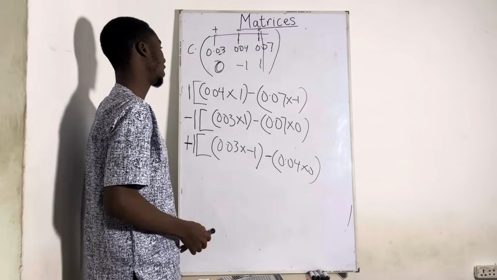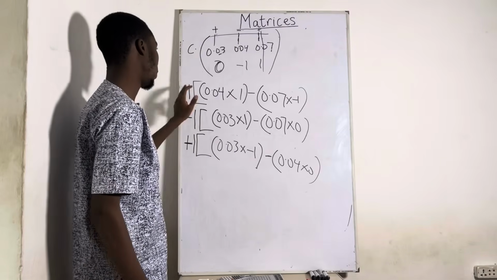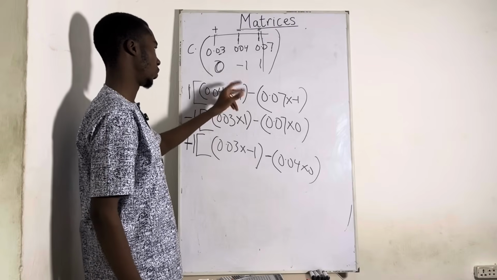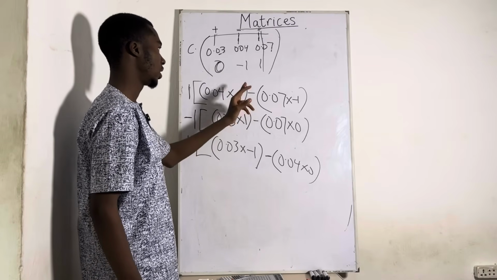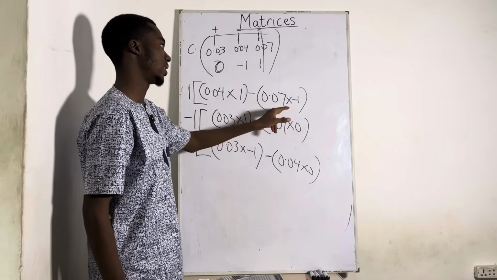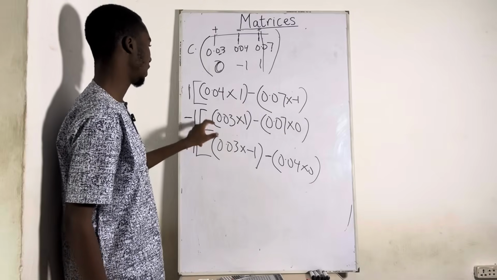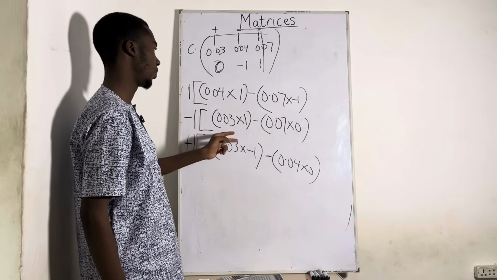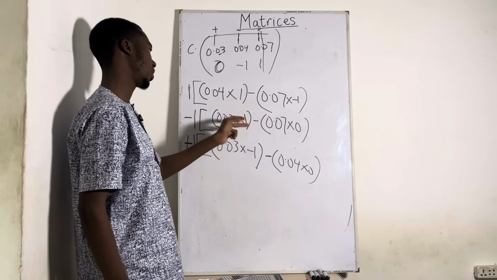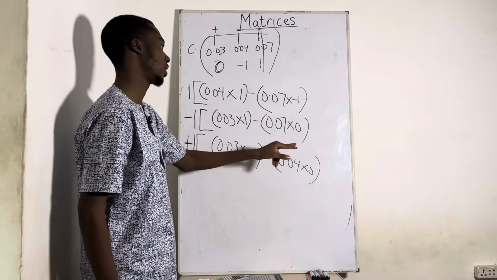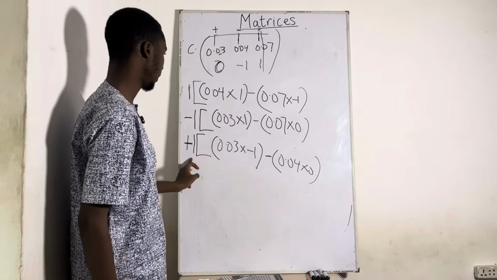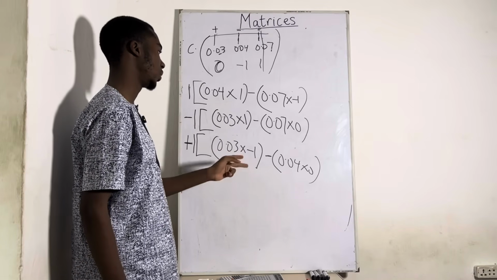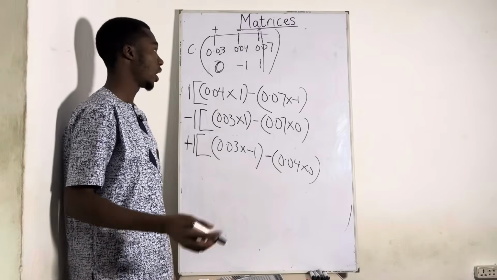So now that we are done, we just punch all this on the calculator. So you have 1 into brackets 0.04 times 1, and close the brackets, minus into brackets 0.07 times negative 1. Then minus 1 into bracket 0.03 times 1, then close the bracket, minus into bracket 0.07 times 0. Then close the bracket. Then plus 1 into bracket 0.03 times negative 1, then minus 0.04 times 0. I hope you get it.